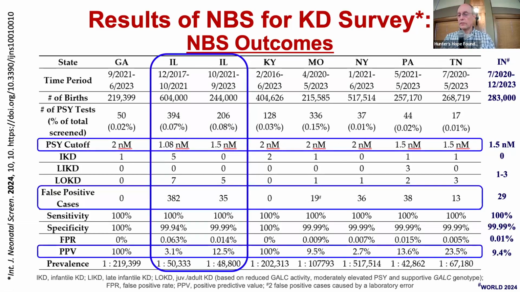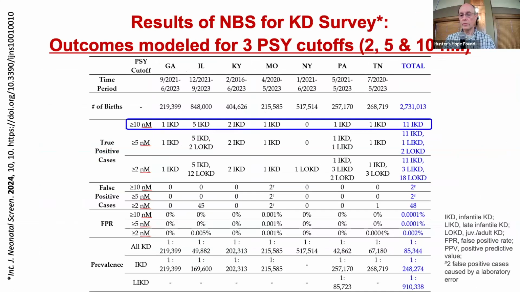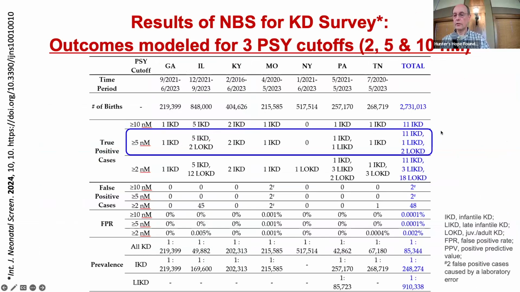And the positive predictive value then is also associated with the psychosine cutoff that is being used and the process that is being used. Again, when you don't rely only on psychosine, you still have false positives. So then we looked at the different cutoff scenarios. So if you apply a cutoff of 10 nanomolar for psychosine, then these states would all identify the 11 cases of infantile Krabbe disease. If you apply a cutoff of 5, you find, of course, the infantile cases.